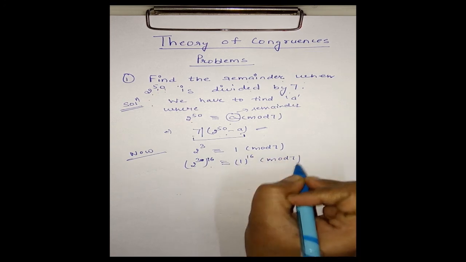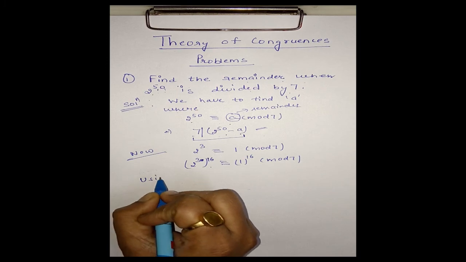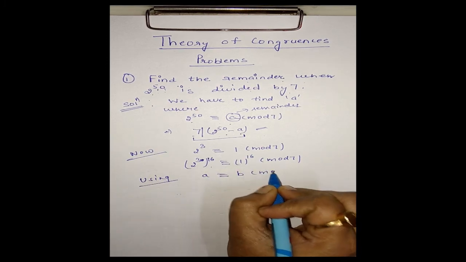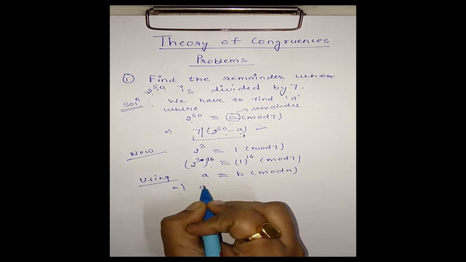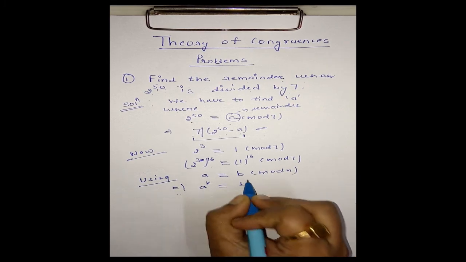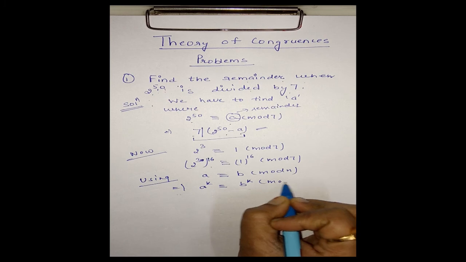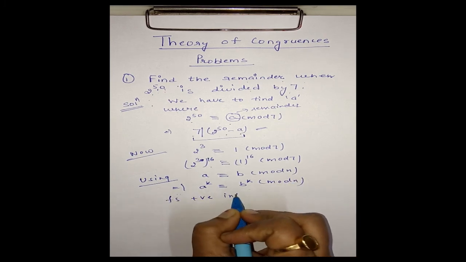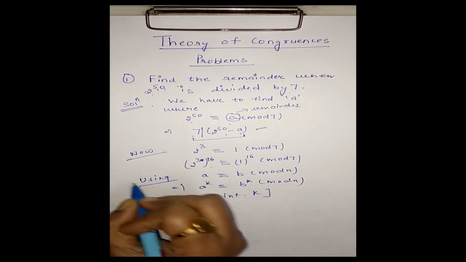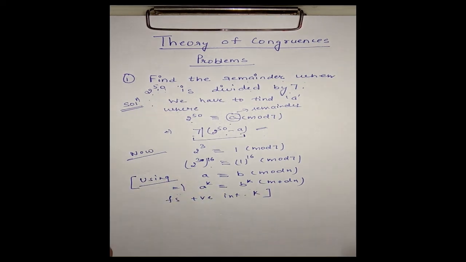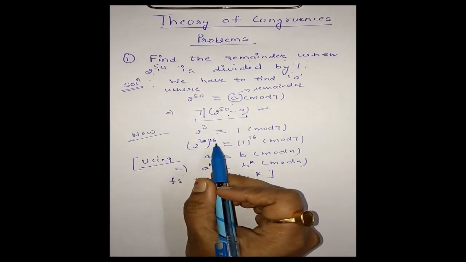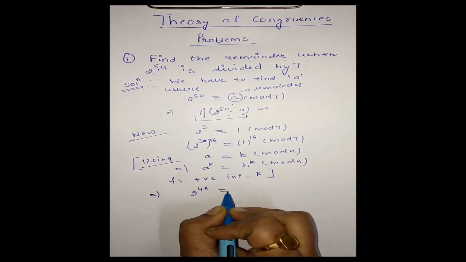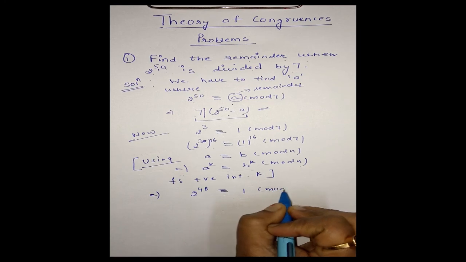Modulo 7, using the property: A is congruent to B modulo n implies A power k is congruent to B power k modulo n for some positive integer k. We have done this property in the previous video. Now 3 into 16 is 48. That is, 2 power 48 is congruent to 1 modulo 7.